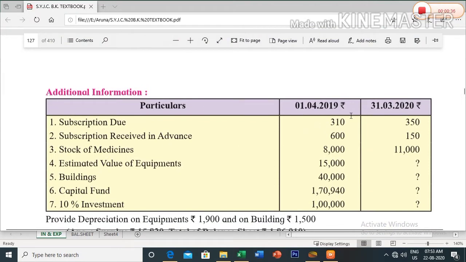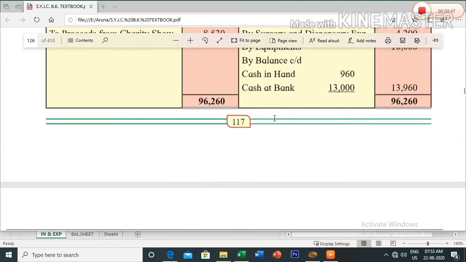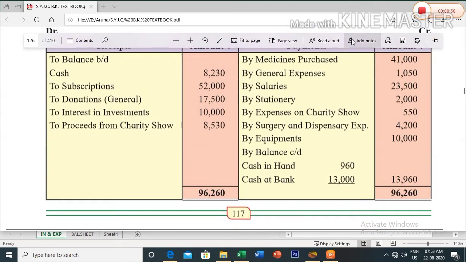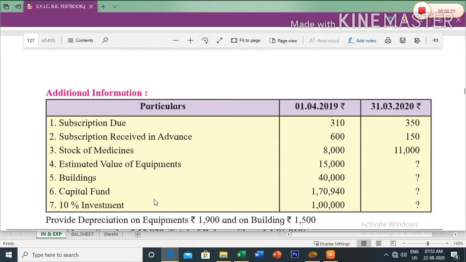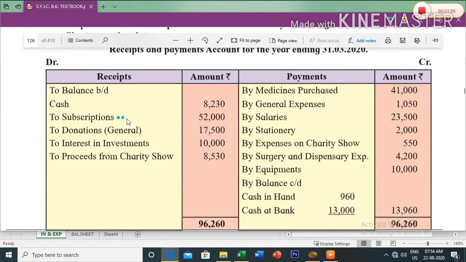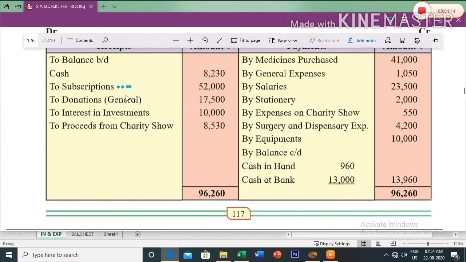Subscription due: 2019-2020, this is the last year outstanding subscription, and 2020, this is the current year outstanding subscription. So we have to take subscription 2 times. Second adjustment, subscription received in advance 600 and 150. The 600 is of last year and 150 is of current year. So again 2 times we have to take. On subscription, we have to put 2 more tick marks. So total 4 adjustments are there on subscription.